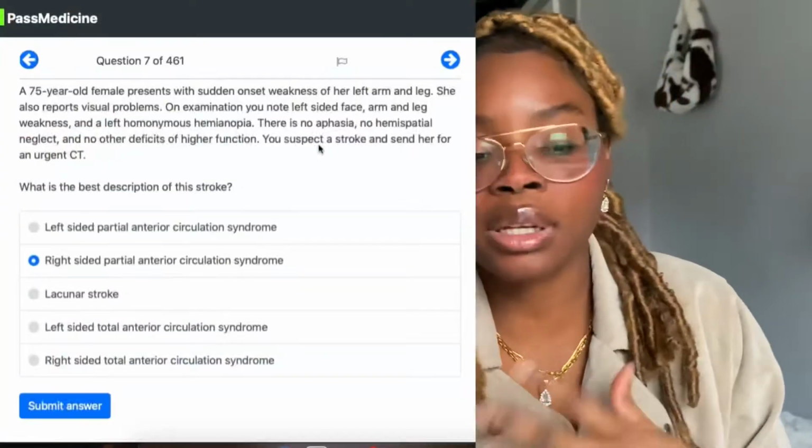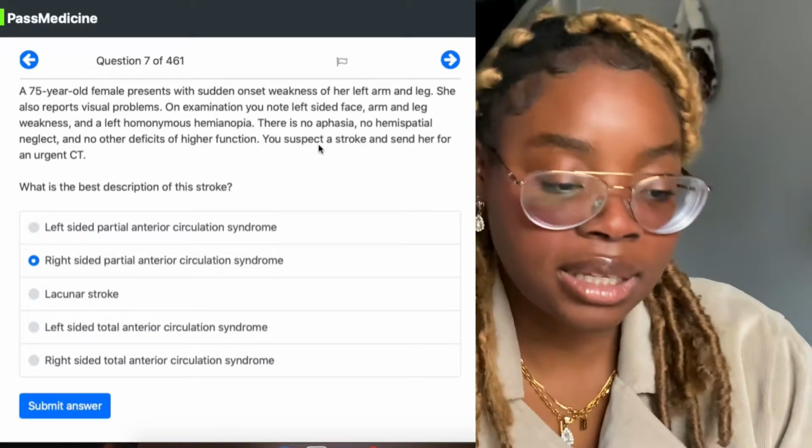Lacunar strokes are only diagnosable in people who have just motor or just sensory deficits. So she has vision problems, therefore it's not just lacunar. That's why I have cancelled the third option in my books. And I'm also cancelling the last option because she needs to have the 3 criteria to make it a total anterior circulation stroke. However, she only has 2 out of the 3 Bamford classification criteria. She only has vision changes and motor or sensory deficits. She does not have any higher mental function abnormalities. So that's why I'm going with the last option.